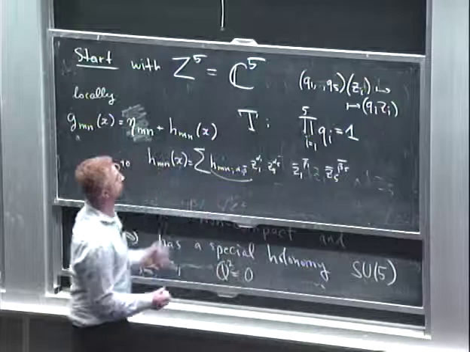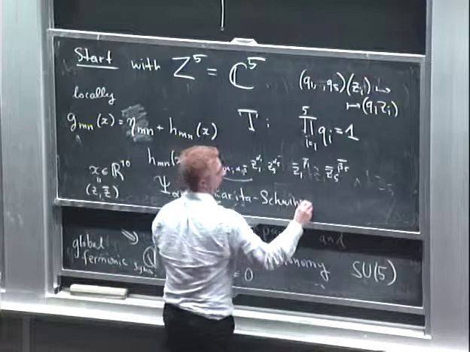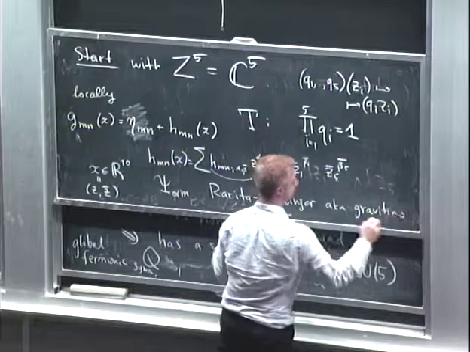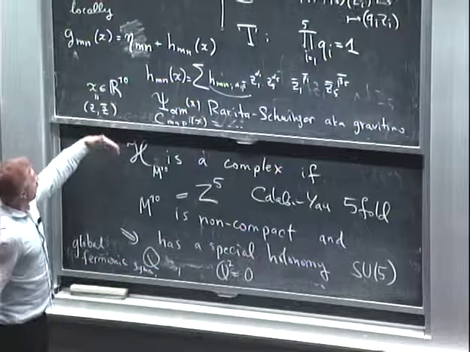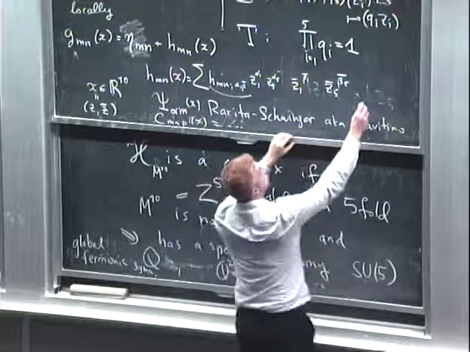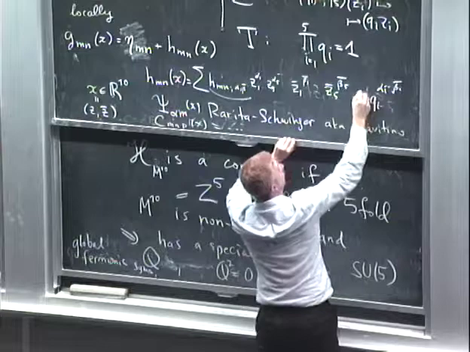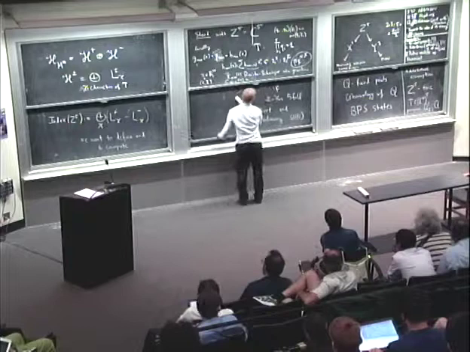And you do the same for the gravitino. So this is Rarita-Schwinger, also known as the gravitino. And for the three form. And then you just count. This component corresponds to a particular character of my torus, which is q_i to the power alpha_i minus beta_i bar. And I just need to count them. So what will I get when I count them all? Because it's a Fock space, I will get an infinite product.